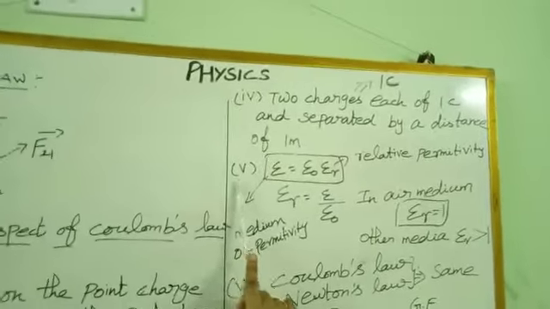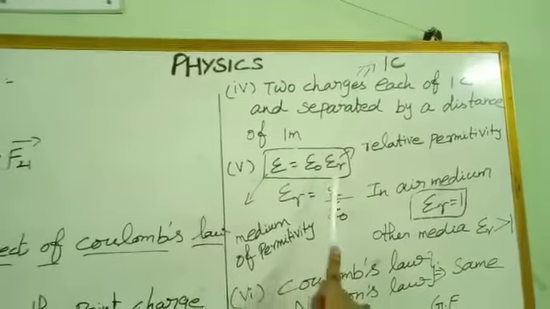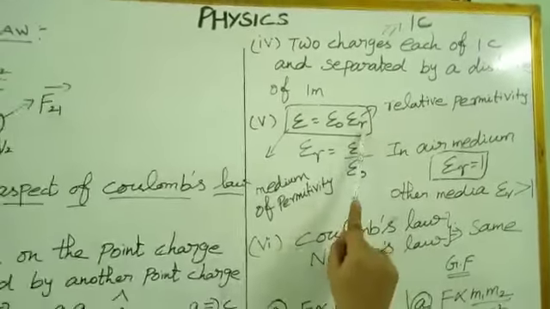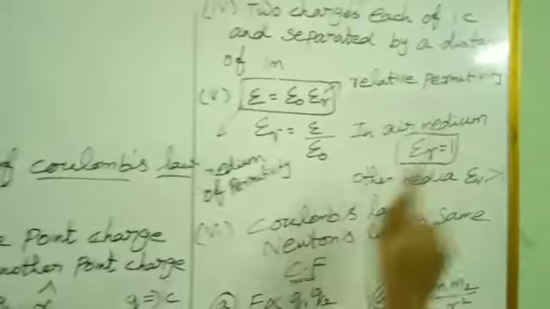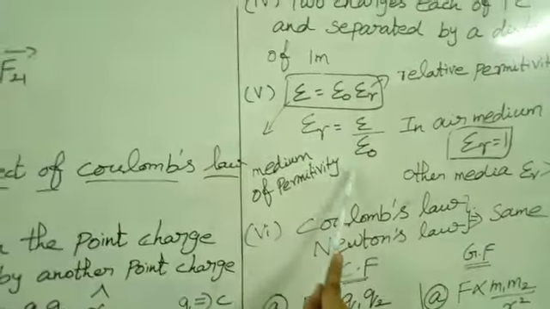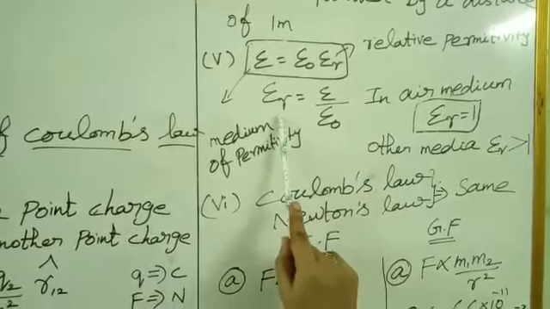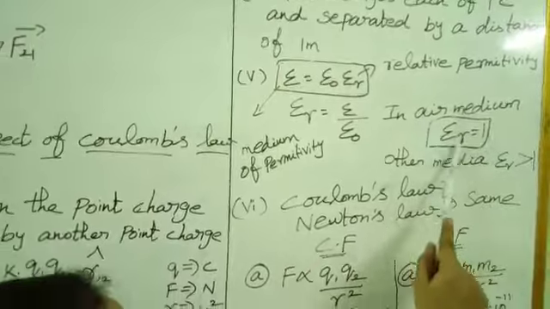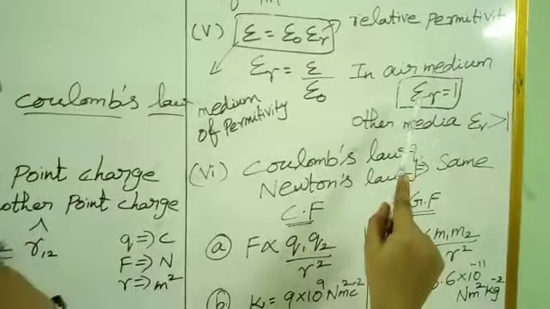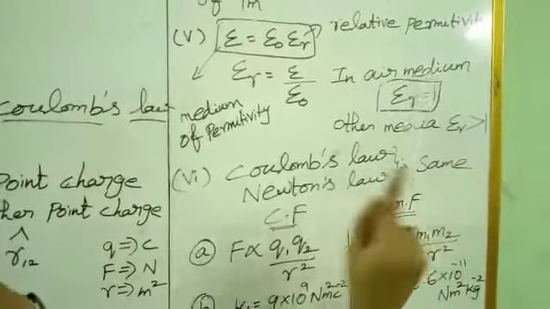So next point. This is the relation between epsilon and epsilon R. Here epsilon means permittivity of the medium. Here epsilon R means relative permittivity. So epsilon R equal to epsilon divided by epsilon naught. Here epsilon R in air medium is a constant value, epsilon R equal to 1. In other media, epsilon R is greater than 1. This is a 1 mark question.